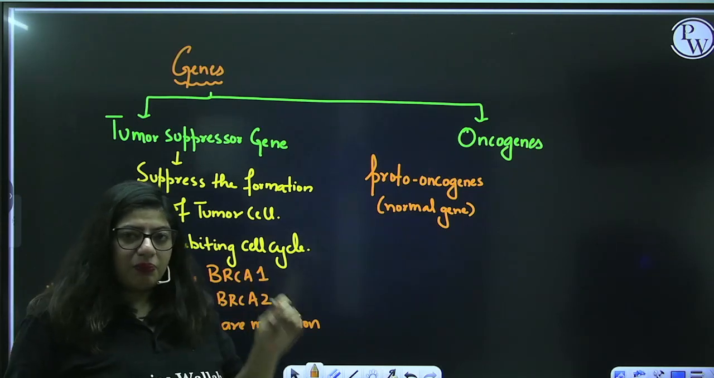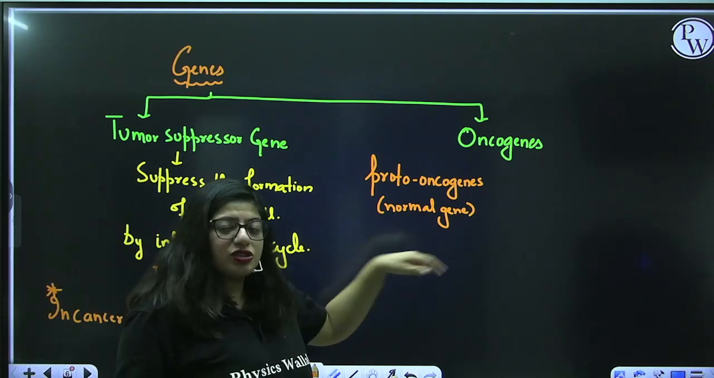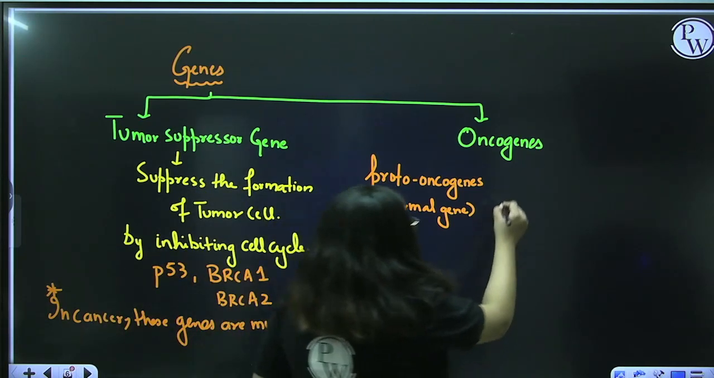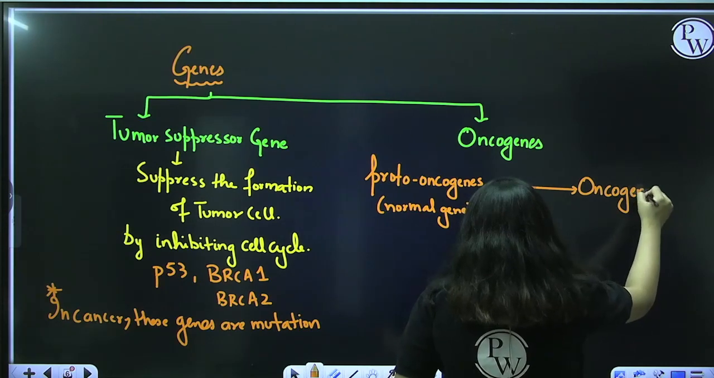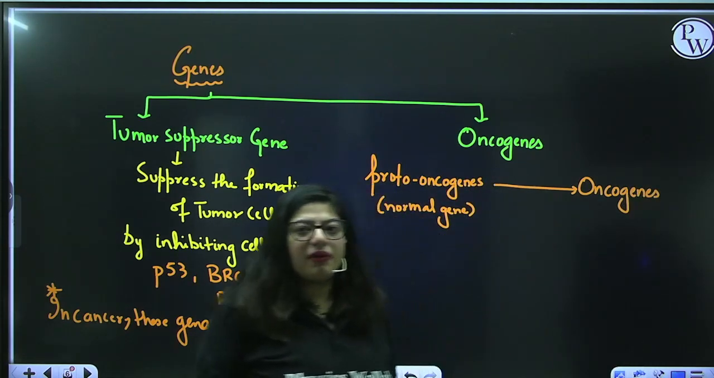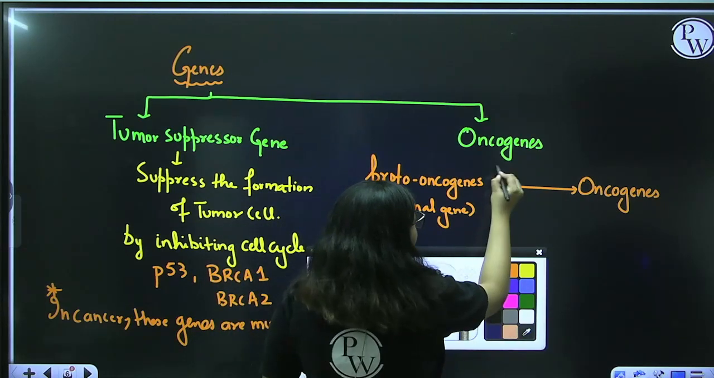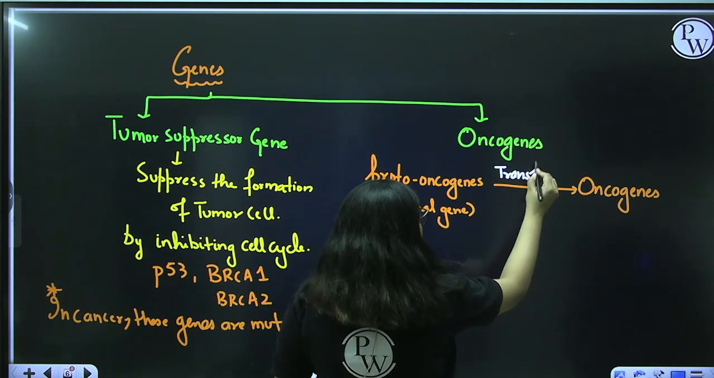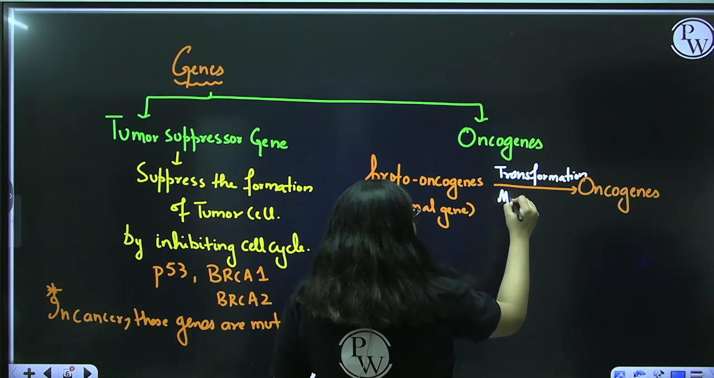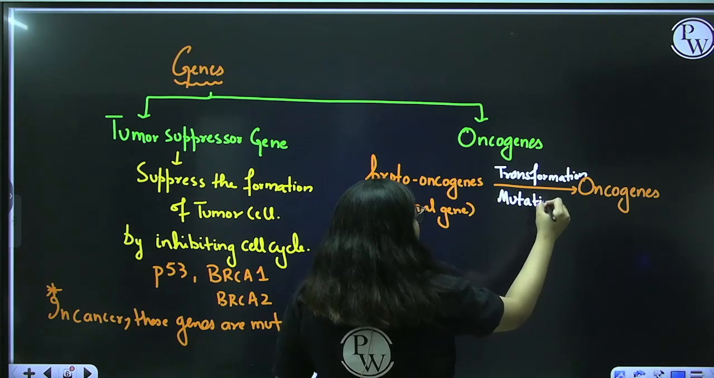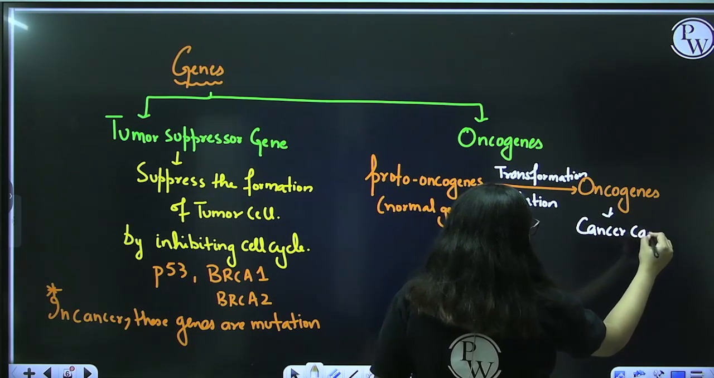Imagine in a person who is having cancer, these genes are also mutated and these genes also get mutated. And they are behaving in a manner that no one can stop them. So proto-oncogenes, after transformation or sometimes after mutation, they get converted into oncogenes, which are known as cancer-causing genes.